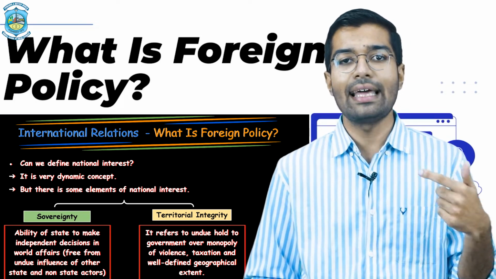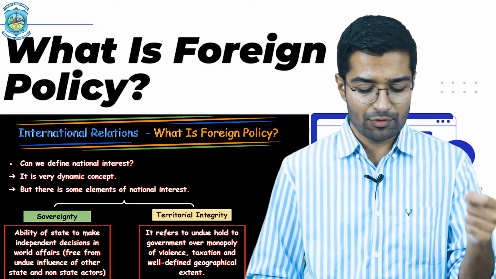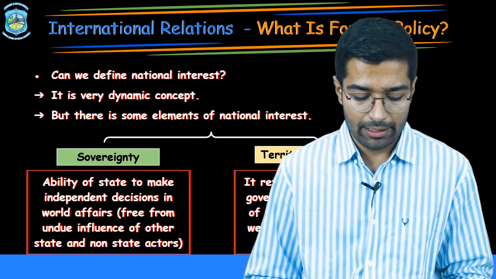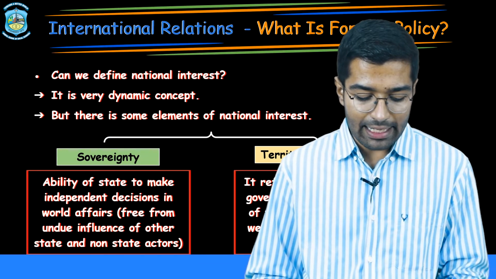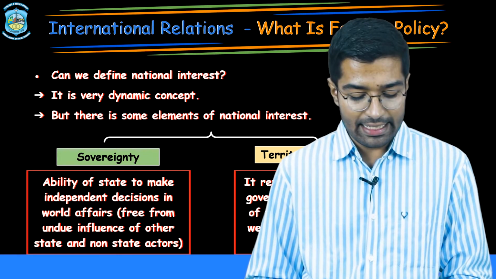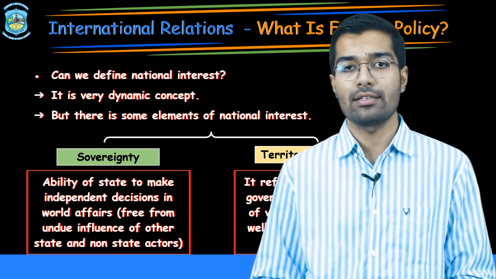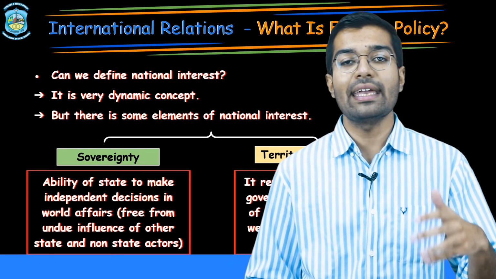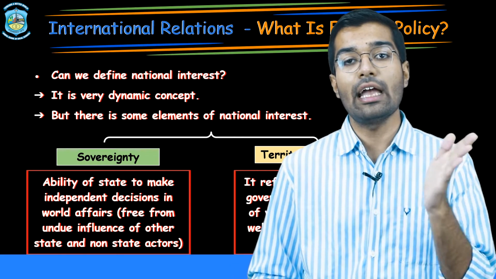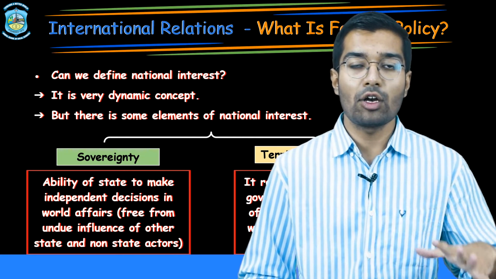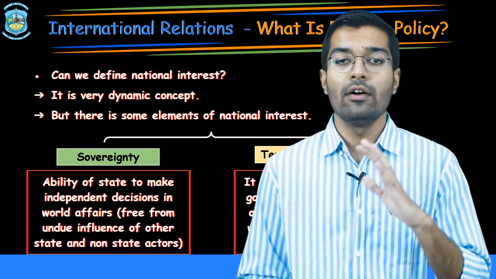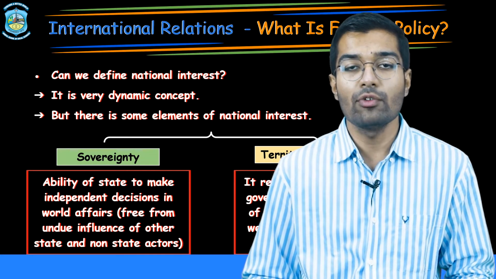So what are the elements of national interest? The first one being sovereignty. Now what do you mean by sovereignty? Sovereignty means the ability of a state to make independent decisions in world affairs. Like India has all the capacity to make the decisions that India wants to take. We are not under any country's influence. We are ready to take any decision we want.